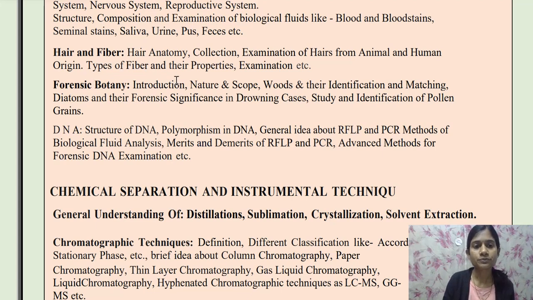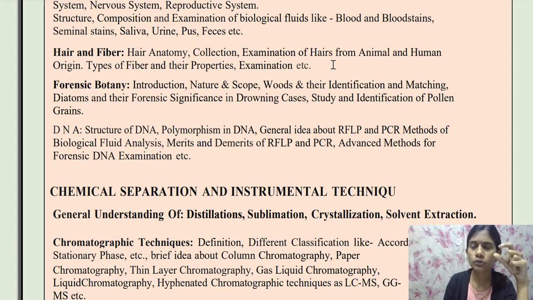Then hair and fiber. So hair anatomy: what are the different parts present in the hair? Hair especially has three parts. What are those? Cuticle, cortex and medulla, which are included in the hair anatomy. Then how to collect the hair evidence from the crime scene? If we get any hair evidence at the crime scene, how to collect it and how to do the examination of hair. So in the examination part, we have to identify whether it is hair or not.